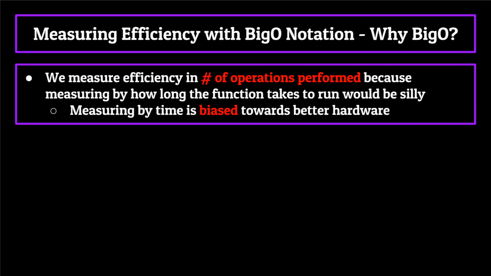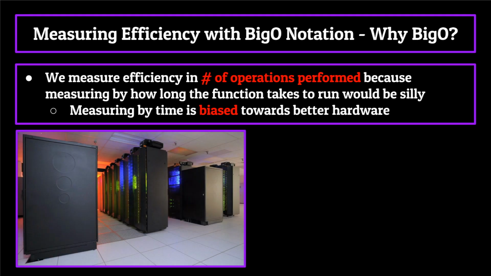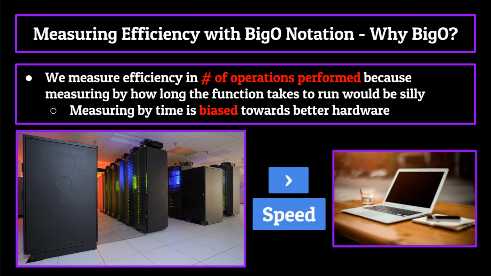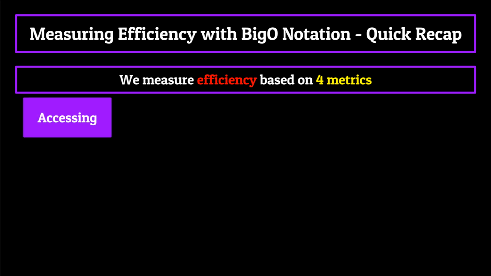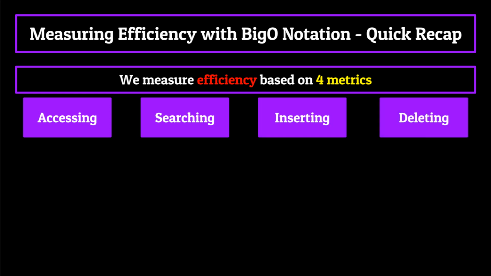Now we score these 4 functionalities in number of operations performed because measuring by how long the function takes to run would be silly. If we measured by a metric such as time taken to completion, our results would be highly biased by the hardware used to run the function. A supercomputer used by Google is obviously going to be able to search through a data structure much faster than a laptop. Time complexity equations essentially level the playing field by instead returning the number of operations to eliminate the bias in processing power that exists. So, to sum up everything that we've learned so far, we measure the efficiency, or speed, of a data structure based on how well it can perform 4 basic tasks: accessing, searching for, inserting, and deleting elements within itself.